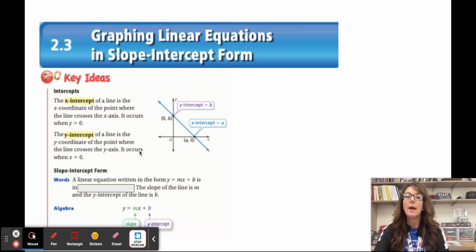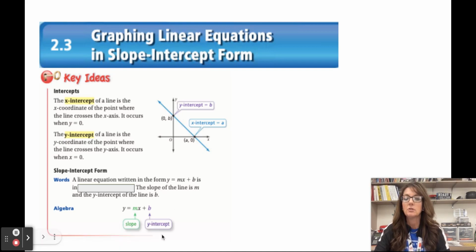That's when y is equal to 0. And when it crosses the y-axis, it's the y-intercept, and it is when x is equal to 0. So we have 0 comma b here, the y-intercept, 2 different points crossing the 2 different axes. When we put the equation in slope-intercept form, we've been talking about this already. We have y is equal to mx plus b, where m is the slope, and that is that ratio rise over run, and b is the y-intercept, or the point where it crosses the y-axis.